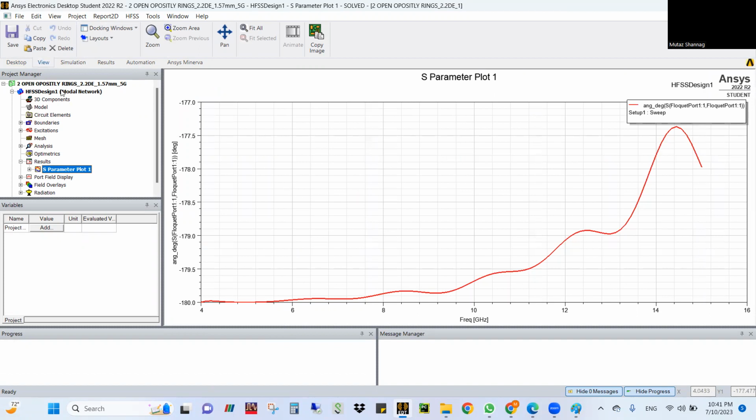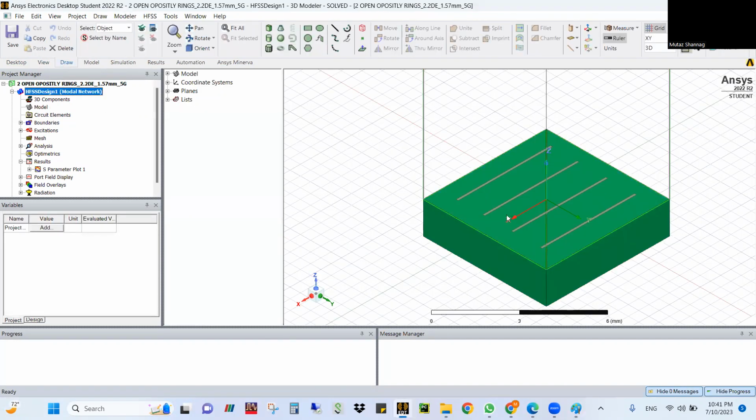So now I want to draw something on this one that will resonate at, for example, 6 GHz or 5 GHz.